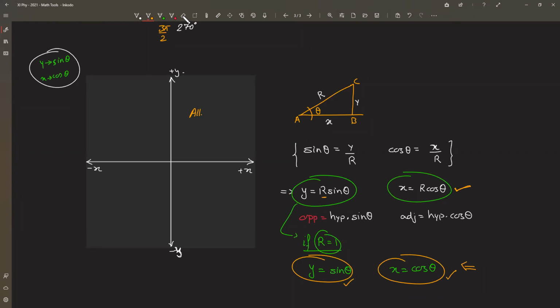Coming to the second quadrant. So that was about the first quadrant. In the second quadrant, you have X is negative and Y is what?